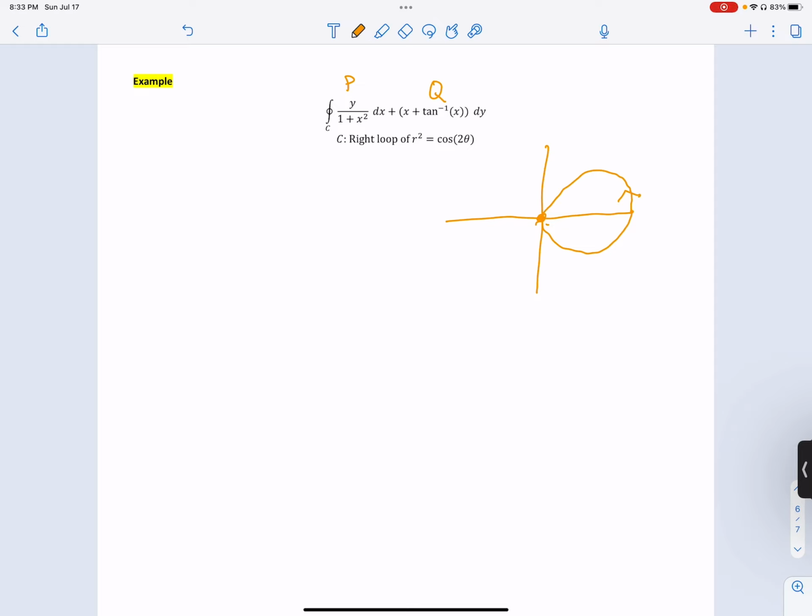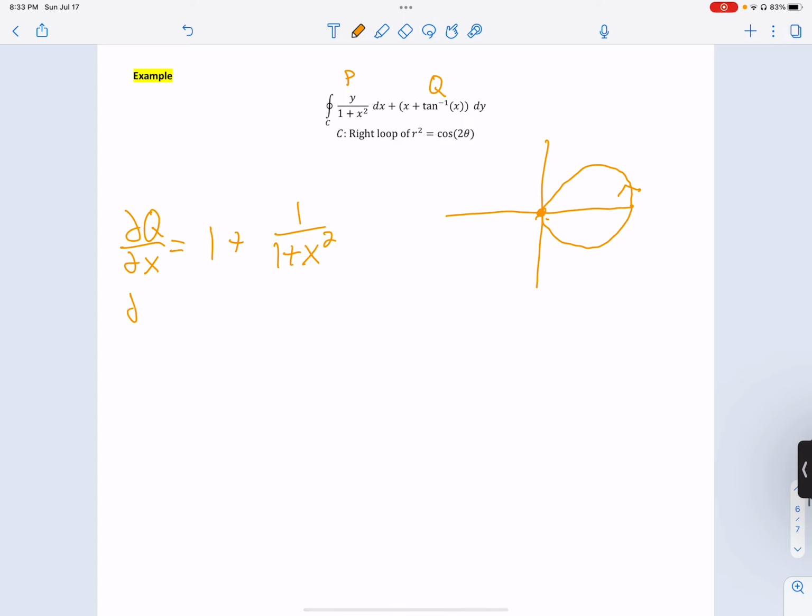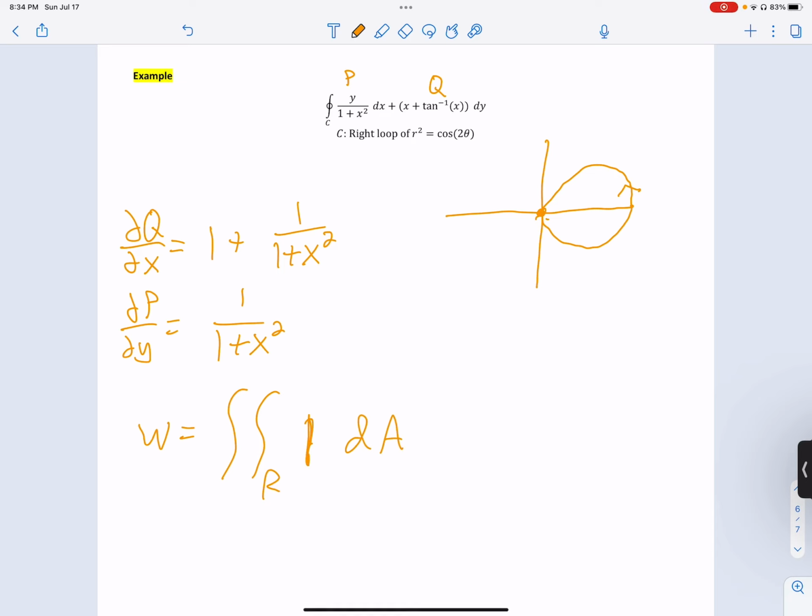So we got P and Q. The partial of Q with respect to x, we get 1 plus 1 over 1 plus x squared. The partial of P with respect to y is going to be 1 over 1 plus x squared. So that means the work done over region R, we're going to subtract those, leaving us with a double integral of 1 dA over R. Now, the best way here is to go to polar.